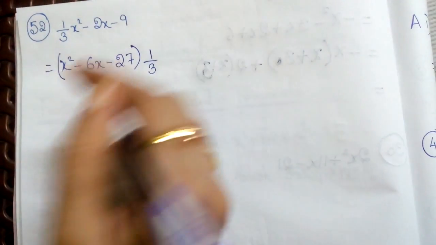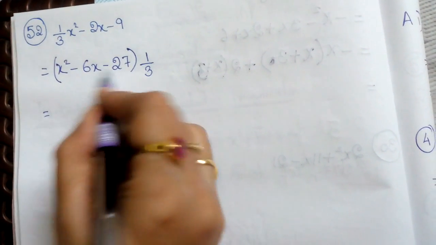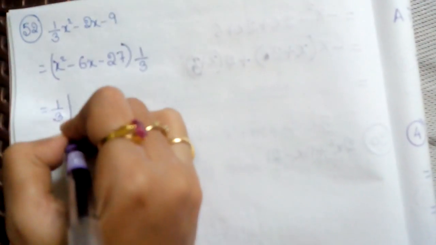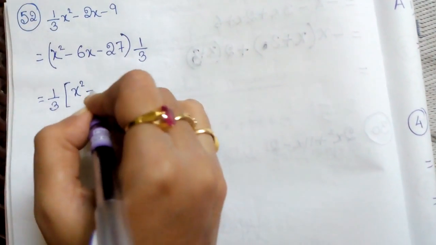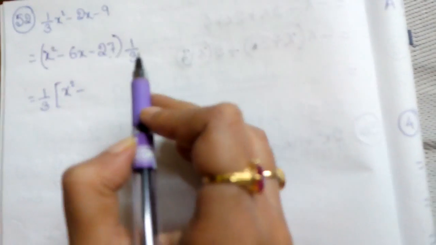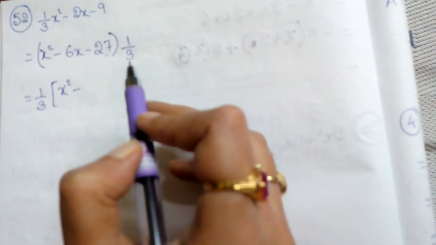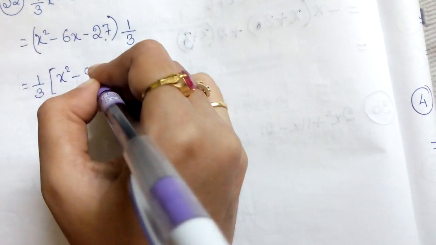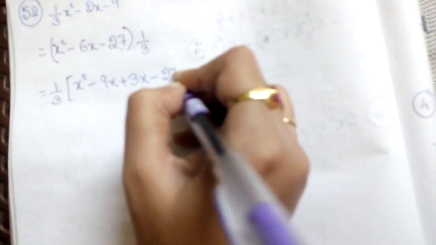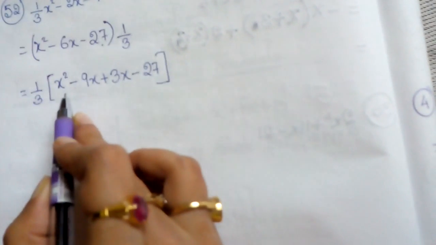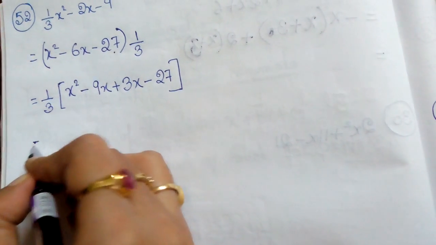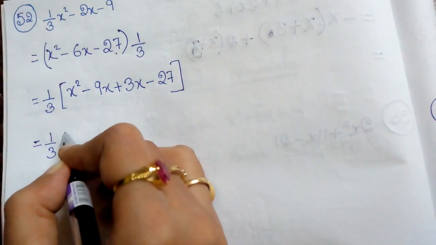With 1 by 3, this one I will be doing by the middle term factor. It is 1 by 3 x square minus, now 27 can be expressed in the form of 9 into 3, and 9x minus 3x will give me 6x. So minus 9x plus 3x minus 27. From here I have taken minus sign in the greater magnitude so that I can get this minus sign back. 1 by 3 will remain as it is.